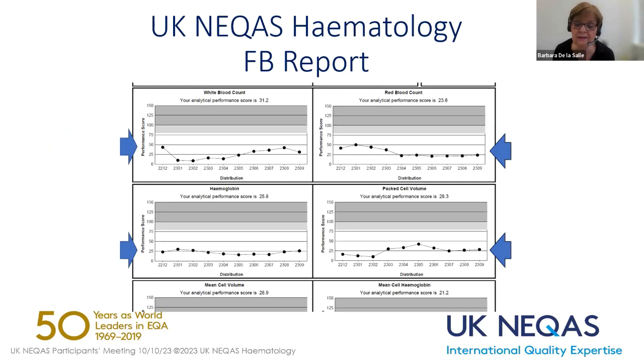You will also see that on the front page of the report, you have an overall graphical representation of your performance score. This runs for the last 10 distributions in full blood count, and it will show it for each individual parameter in the full blood count.